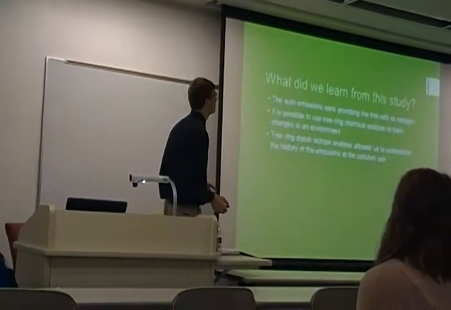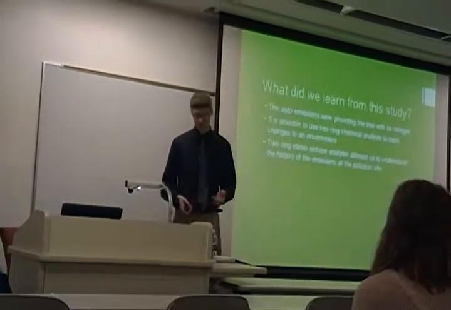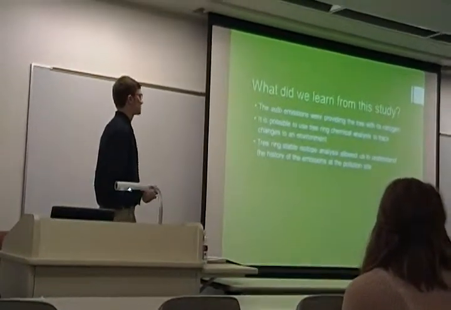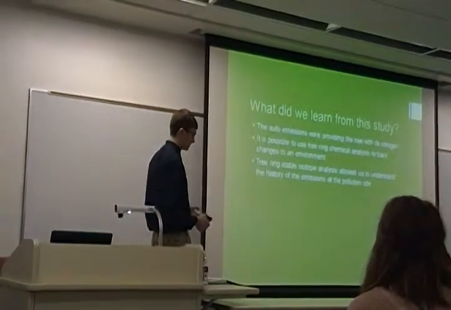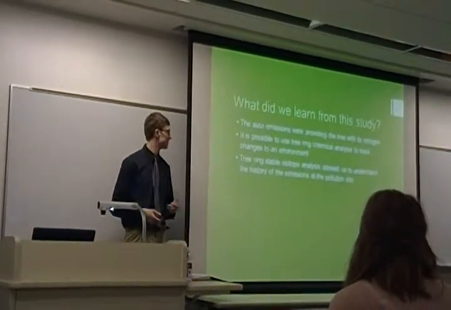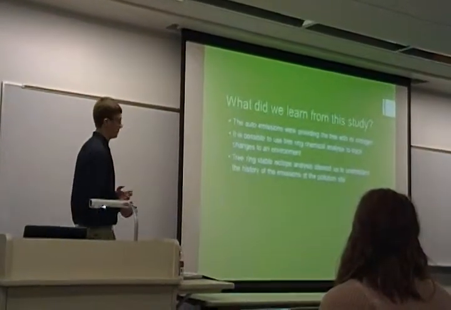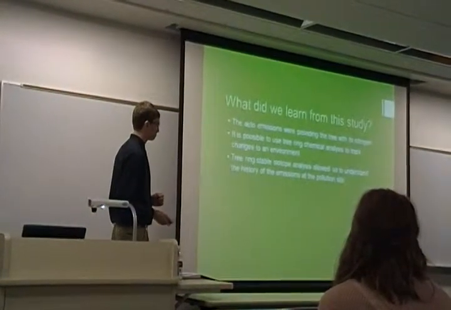So what did we learn? We learned that the auto emissions were providing the tree with its nitrogen. We also learned that it's possible to use tree ring chemical analysis to track changes to an environment. And we also learned that tree ring stable isotope analysis can allow us to understand the history of the emissions at a pollution site.